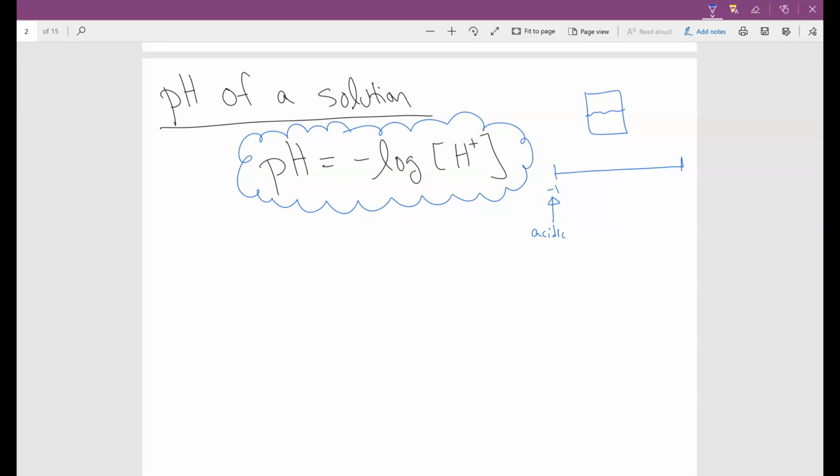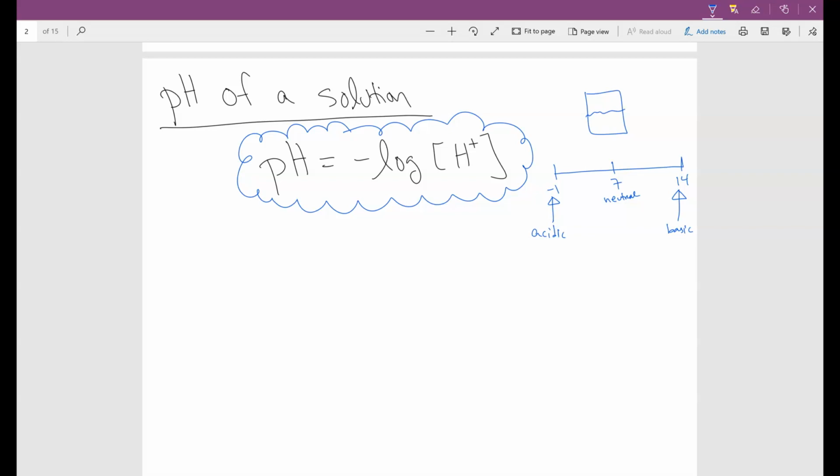If you are on the other side, you are basic. So let's say this is a pH of 14. This will be extremely basic, kind of like detergent or drain cleaner, which tends to be very basic. Usually a pH of 7 is neutral. Water tends to be around here, at a pH of 7. So you kind of have the extremes here.